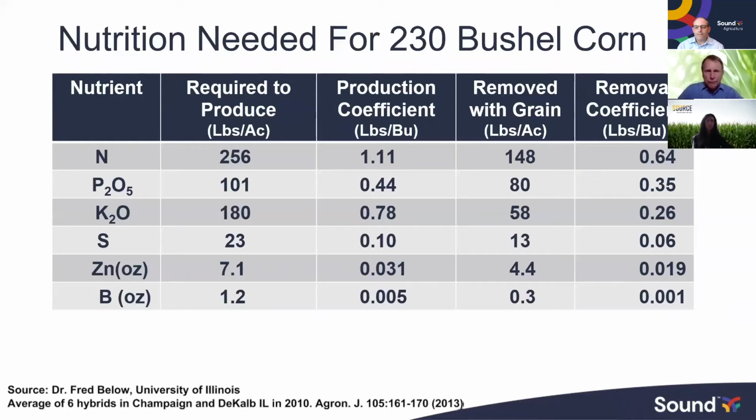Columns 3, 4, and 5 show you different production coefficients or indexes that we also use. For example, column 3 basically shows that on a pound per bushel basis, we're harvesting about 1.1 pounds of nitrogen, about a half a pound of phosphorus, for example. So of all the nitrogen required in the plant, about 60% of the nitrogen that we need ends up in the kernel or in the removal by the crop.